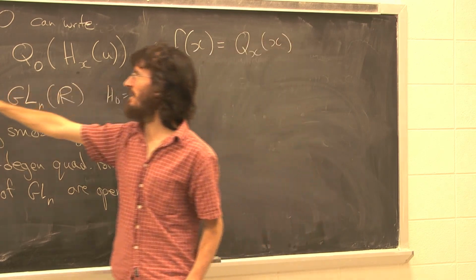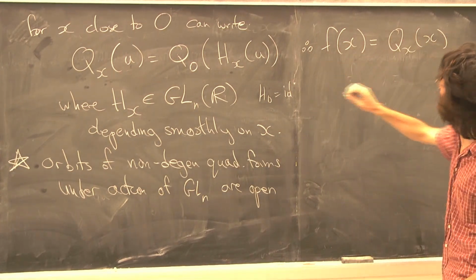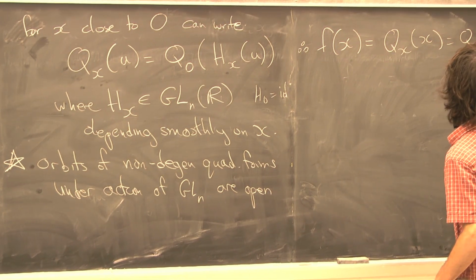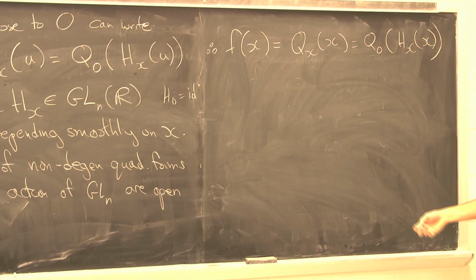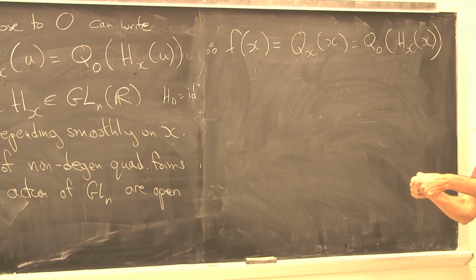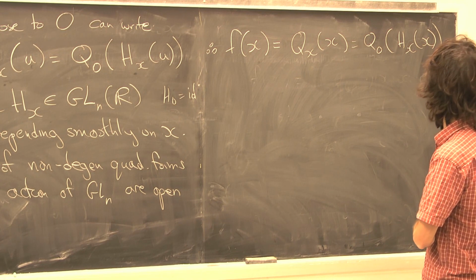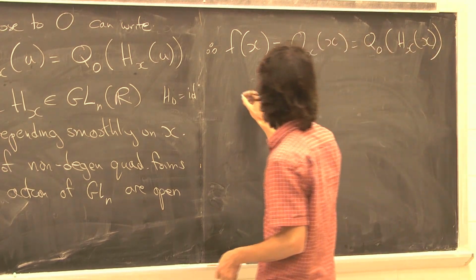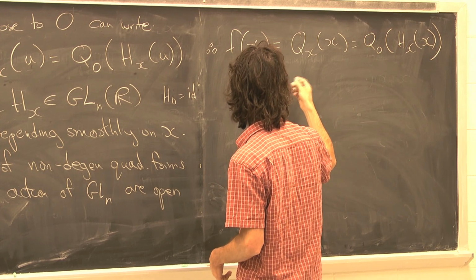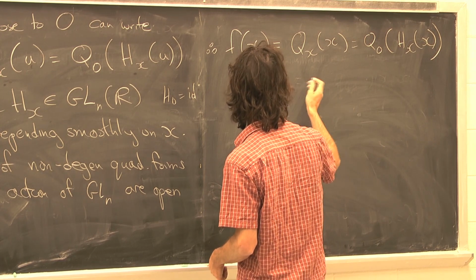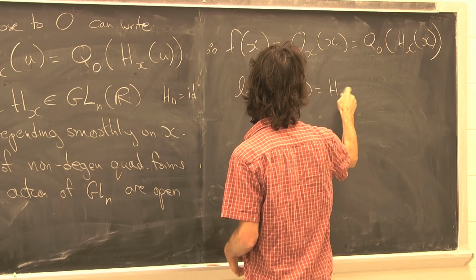So it's this quadratic form where you plug in the same value of x at each point, and then we just write that here, that's q sub 0 of h sub x of x. So this is again finding at any point we have a linear transformation, and then we're applying that linear transformation to the point, right? And finally, let's let phi of x equal h sub x of x.